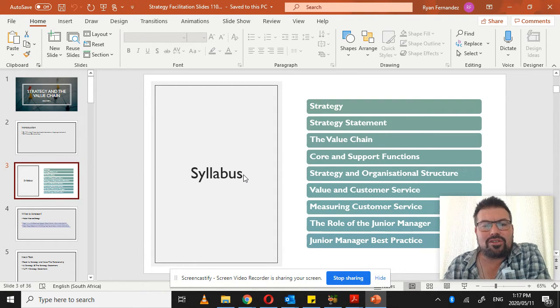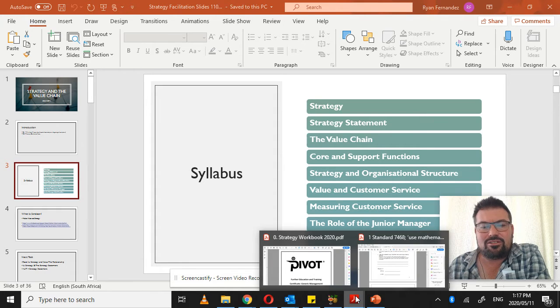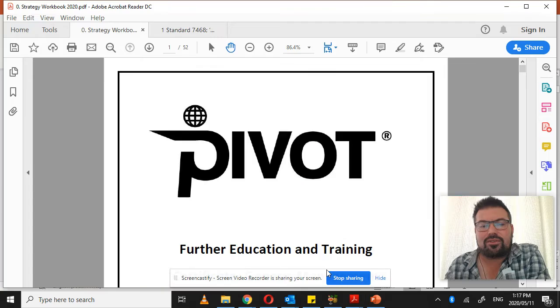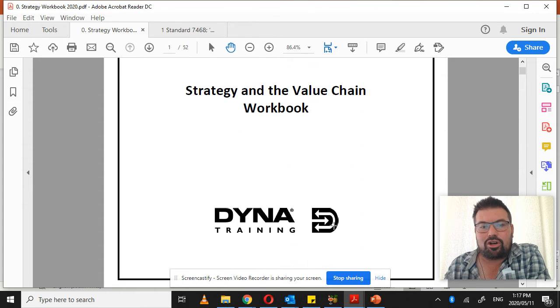Then we look at the role of the junior manager, so the person that is implementing the strategy. And then we look at what is the best practice of a junior manager. So how do we know that someone is doing a good job and someone who is not doing a good job? So what is the best practice in that position? So the way that you're going to be able to do that is you are going to put in all of those things in the syllabus, and I'm going to take you to your workbook.